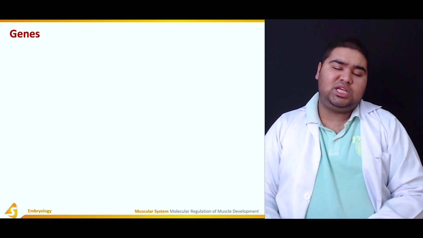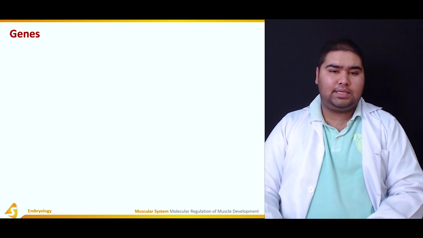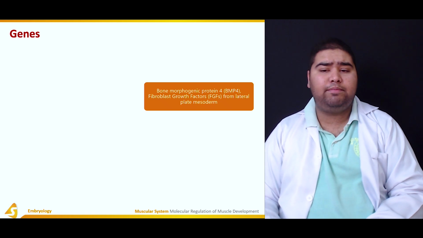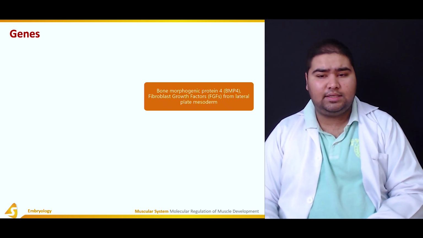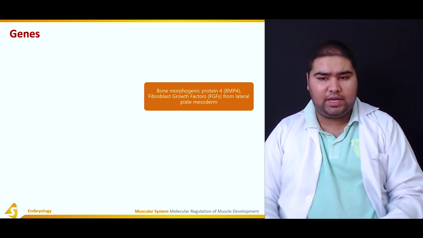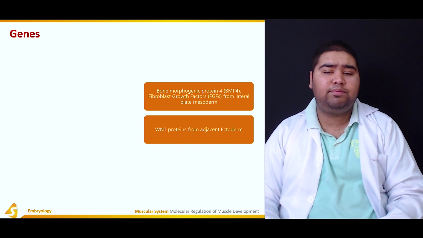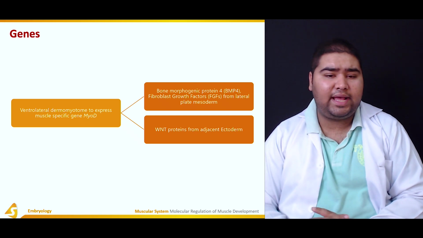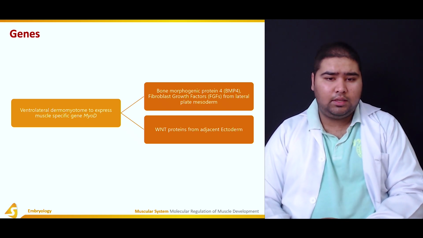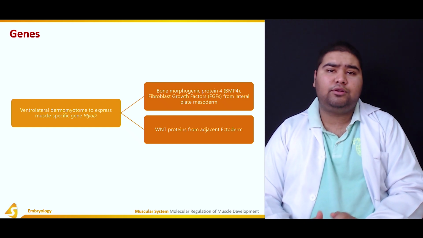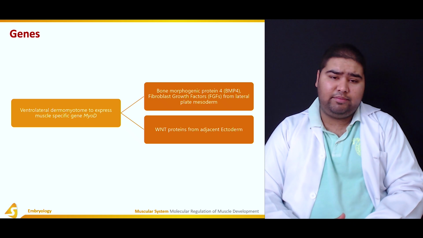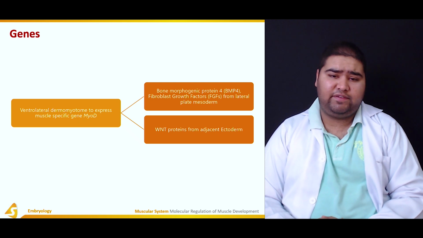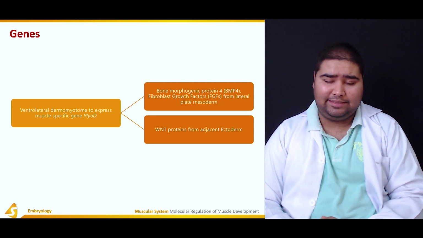Now we take a look at various genes involved in the process of muscular development. So we have bone morphogenic protein, BMP4, and fibroblast growth factors, from the lateral plate mesoderm. We have WNT proteins. These are from the adjacent ectoderm. Together, they act on the ventrolateral dermomyotome. We talked about the dermomyotome before. The ventrolateral lip was where the muscular elements were being formed in a somite. This expresses the muscle-specific gene, which is known as MyoD.